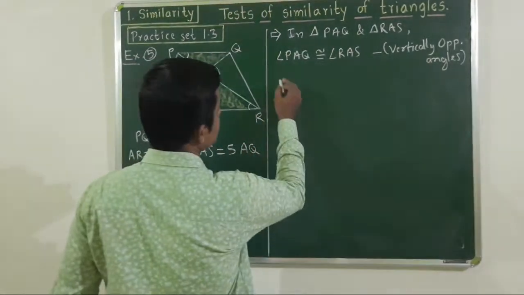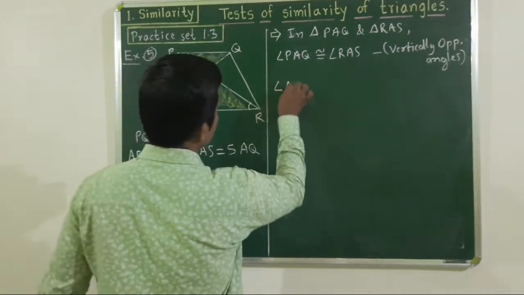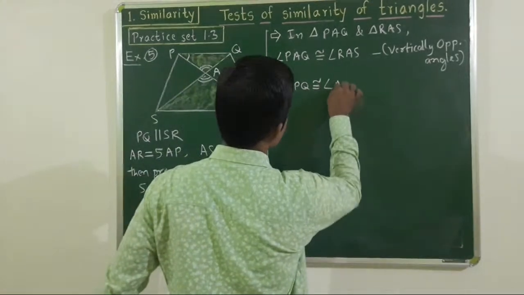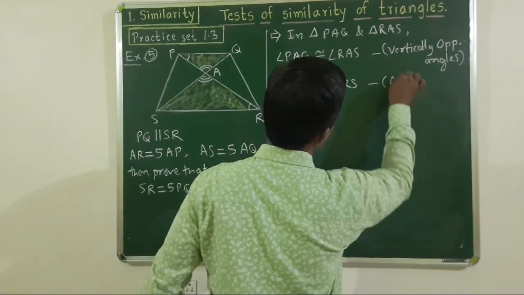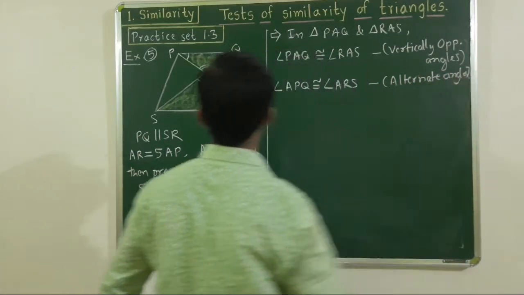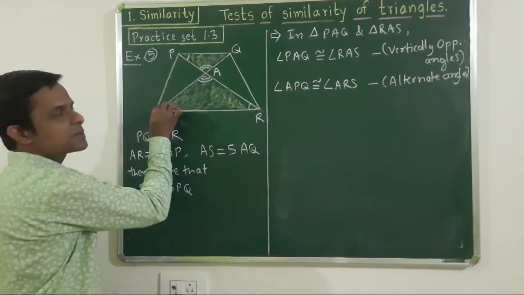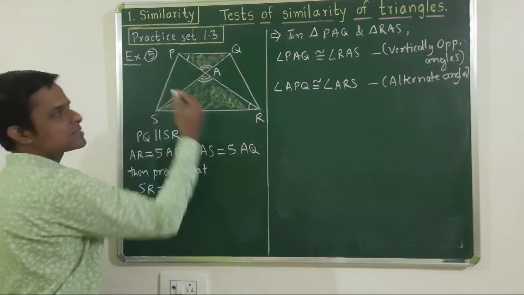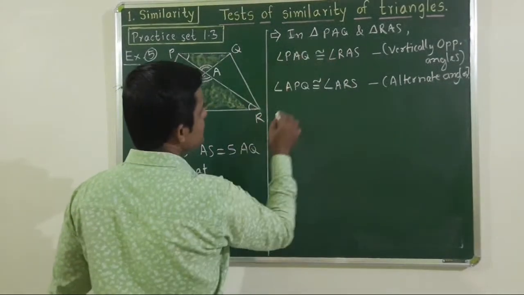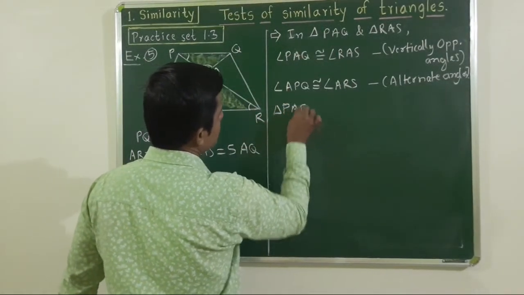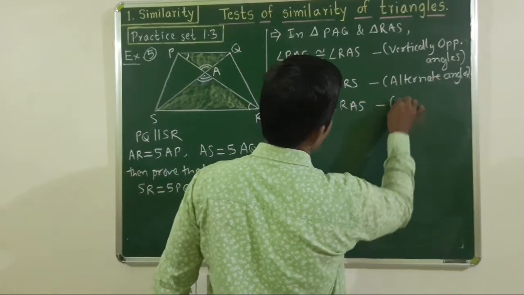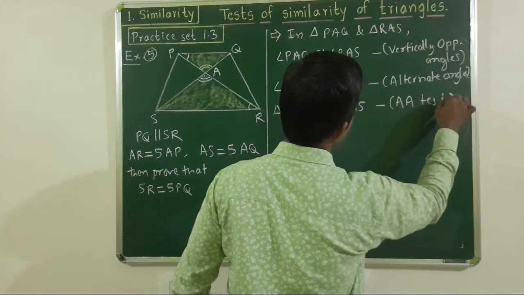That is, angle APQ is congruent to angle ARS. Reason: alternate angles. Now two angles are enough. We can write a third pair also, this angle is congruent to this angle, with the same reason, alternate angles. But we don't want it. We want only two angles to use the AA test. Hence triangle PAQ is similar to triangle RAS by the angle test, that is AA test.